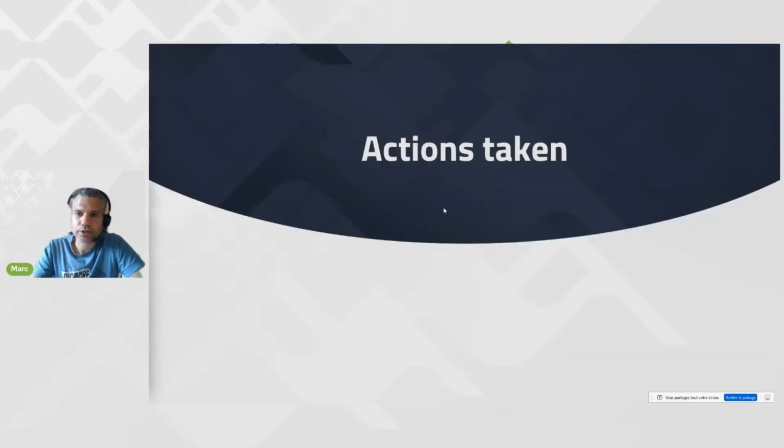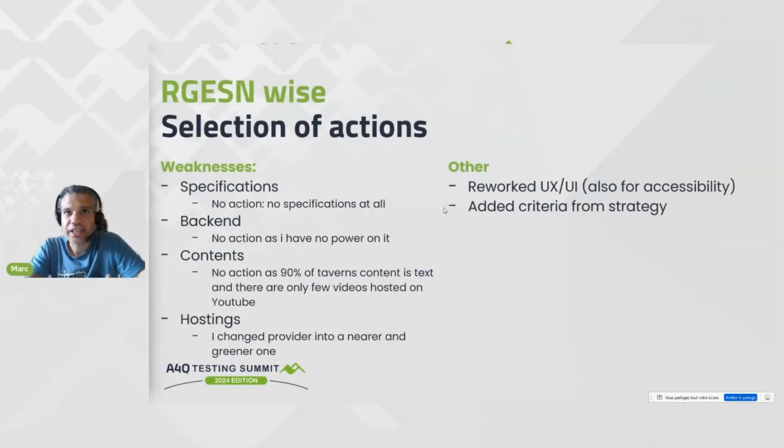So what I have done, RGESN-wise, I worked at the beginning on weaknesses. For the specifications, you won't be surprised that I created a blog. I didn't make any specifications. So I set a specification, but it's not like I care about it.